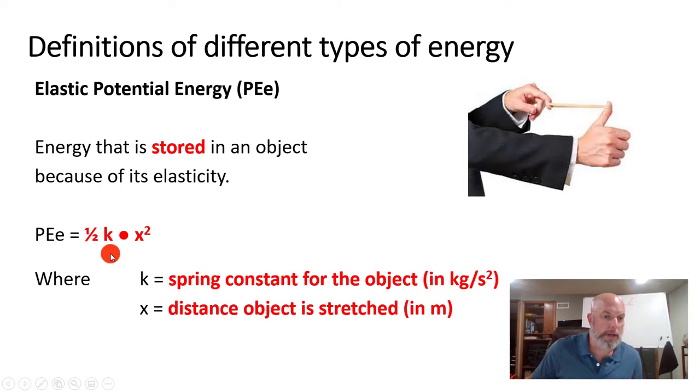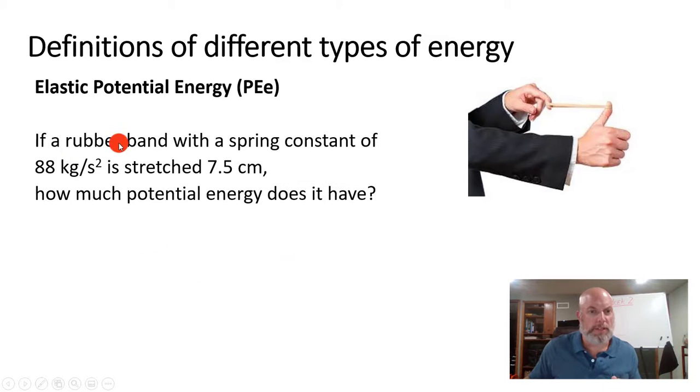Lastly, 1/2 k times the square of x for our elastic potential energy stored in an object. Here, pulling a rubber band, just like I was when I broke it. Okay. So k is the spring constant, x is the distance stretched or pulled back or squeezed down, whatever it might be, okay? In this case, a rubber band with a spring constant of 88 kilograms per second squared is stretched 7.5 centimeters. So its potential energy.